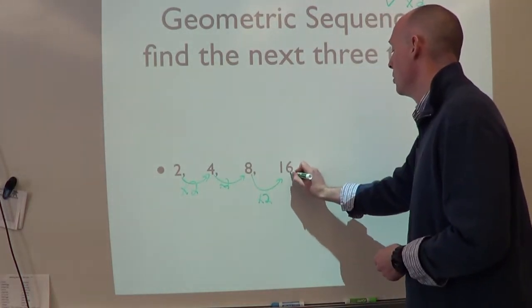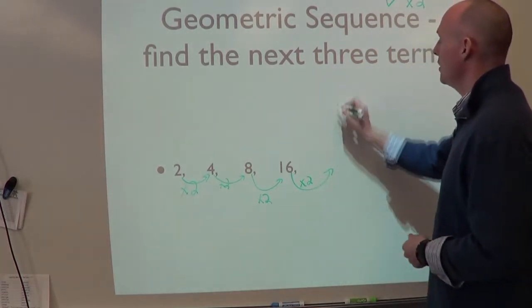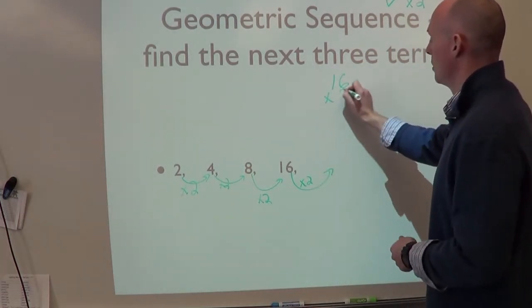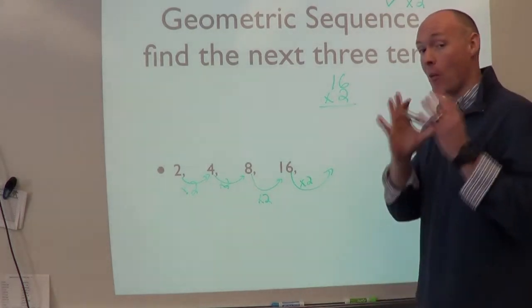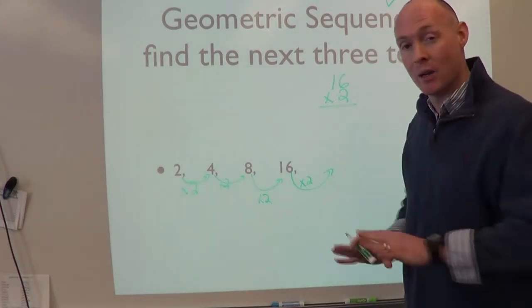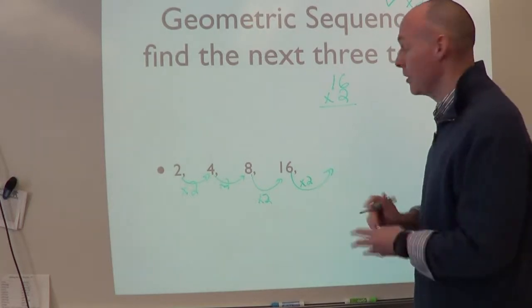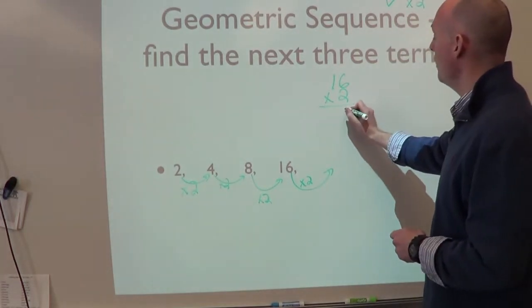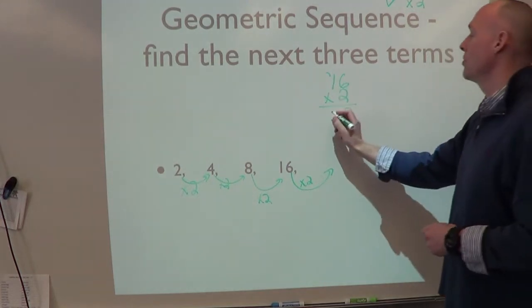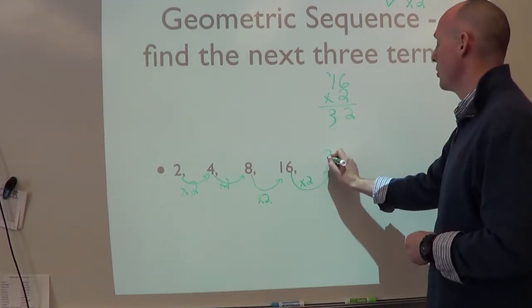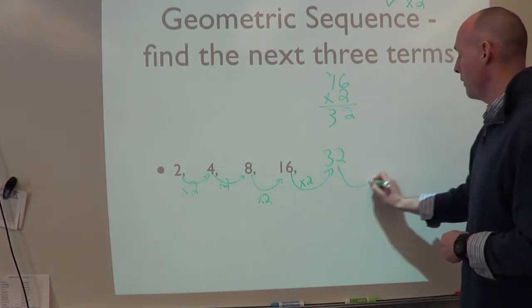Okay, so in order to find the next three terms, we just continue multiplying each term by 2. 16 times 2. Some of you could probably do this in your head. I like to write it out. That way I get rid of all those simple mistakes that I could make. 2 times 6 is 12. 2, we're going to carry that 1. 2 times 1 is 2, plus 1 is 3. So it's 32. There's our first term.